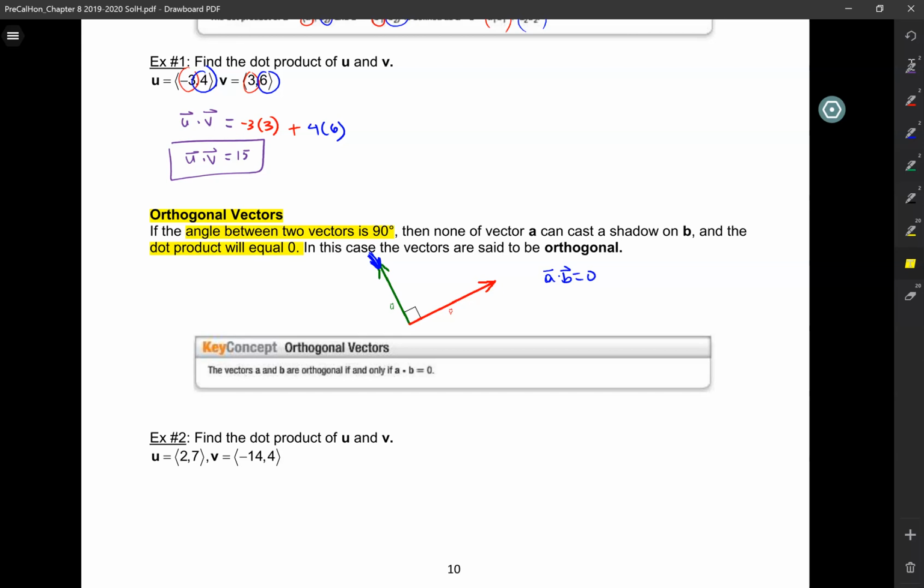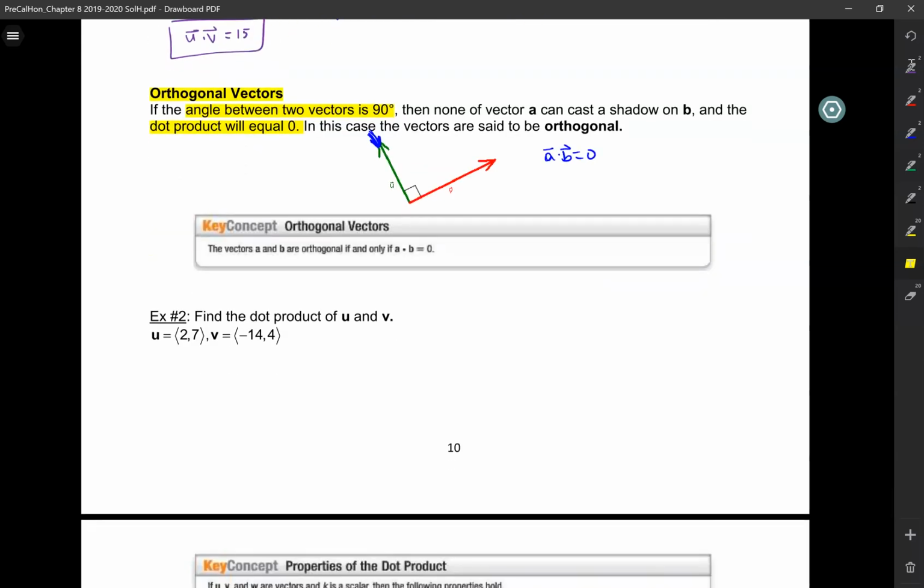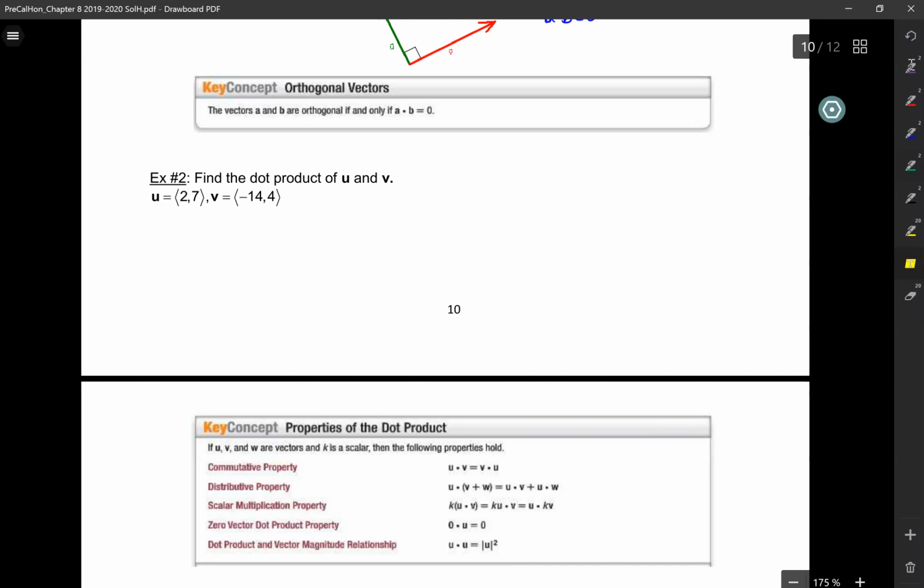All right? So take a look at this one here. Let's find the dot product of U and V. U dot V is 2 times negative 14 plus 7 times 4, which is 0. That means U and V are orthogonal.